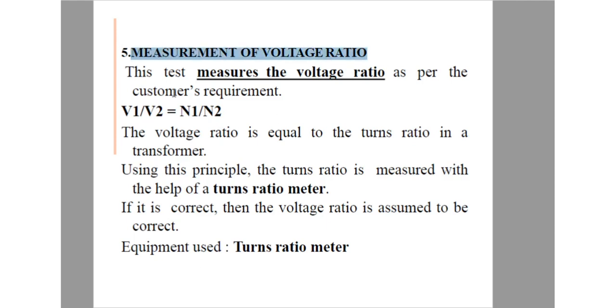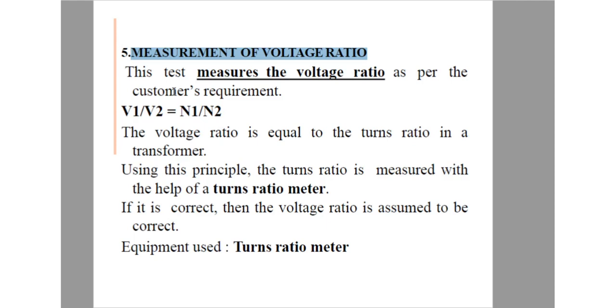The fifth routine test is measurement of voltage ratio. We know that this voltage ratio is V1 by V2. It should be constant, and that value is as per the design value. This test measures the voltage ratio as per the customer's requirement. We know the formula as V1 by V2 is equal to N1 by N2. The voltage ratio is equal to the turns ratio in a transformer.